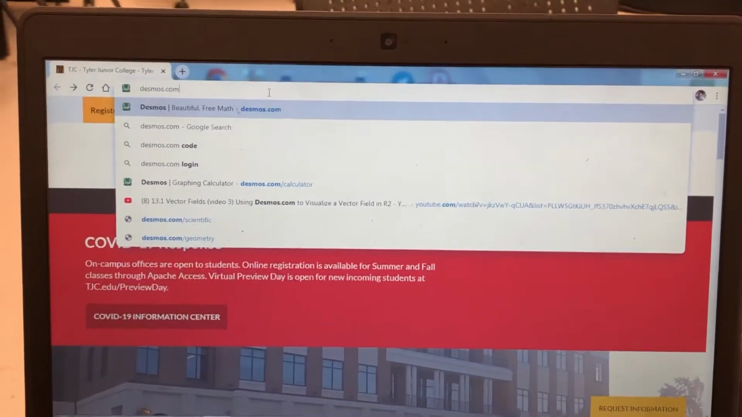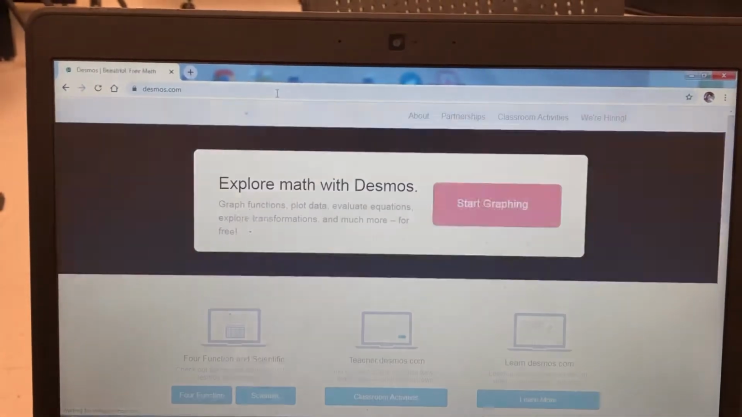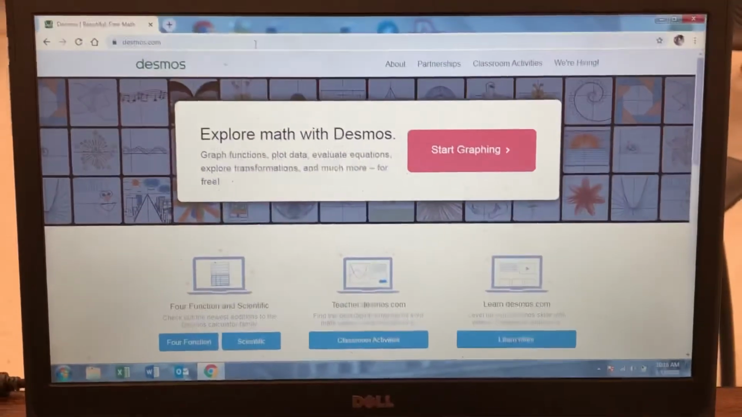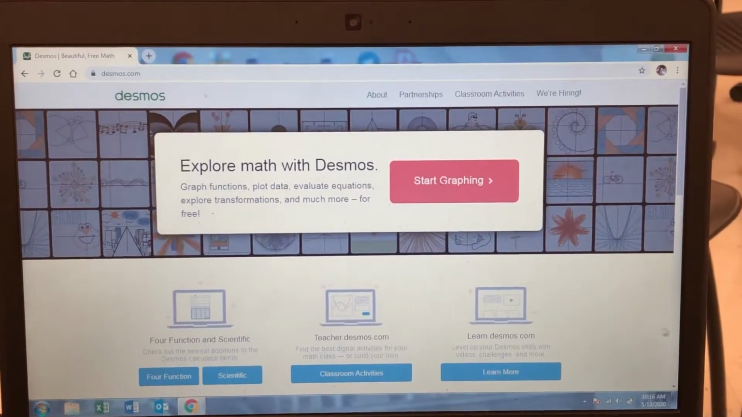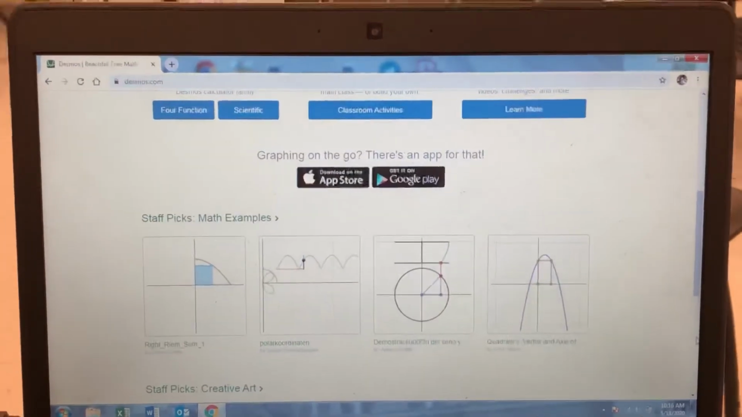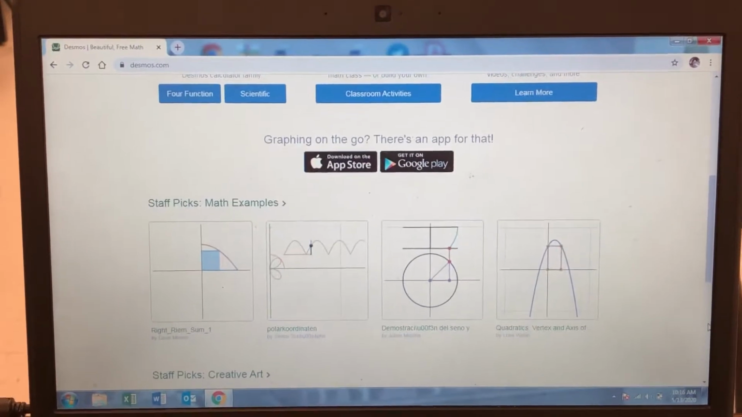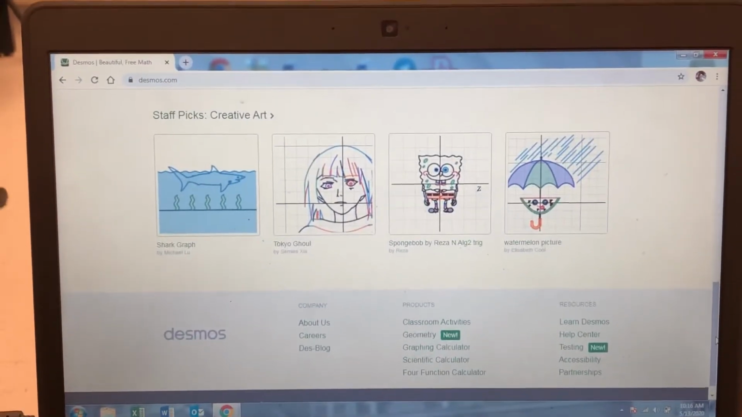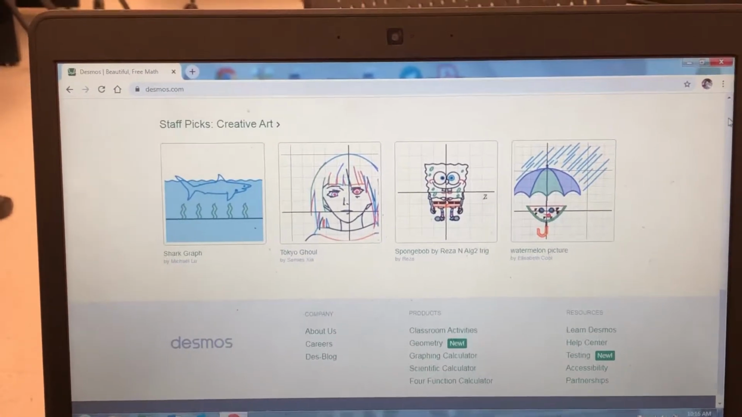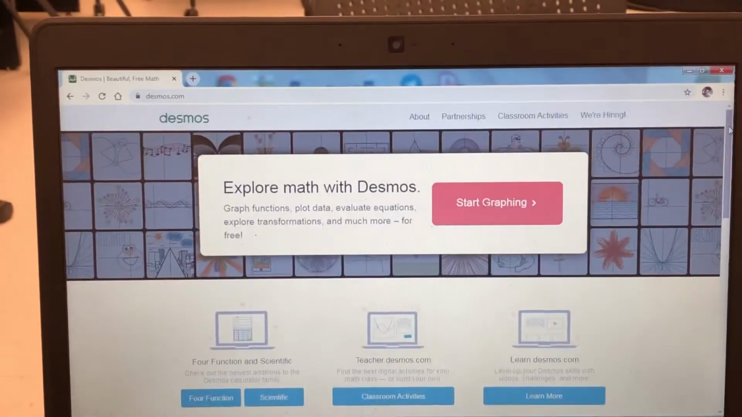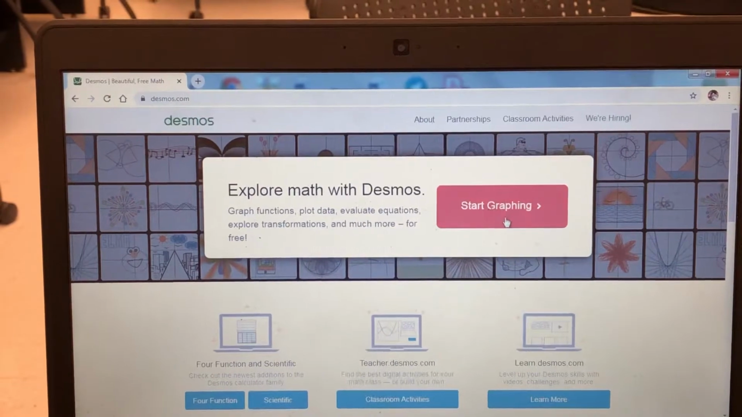But if you go to Desmos.com, then you get a graphing calculator website. Now you don't see the graphing calculator, and if you scroll through the website, which I'm about to do, you're going to see some images, like some nifty math stuff, or even some art things that people have used this graphing calculator to do, because it does have color capabilities. But if you just want to use it to graph, you should click on Start Graphing.